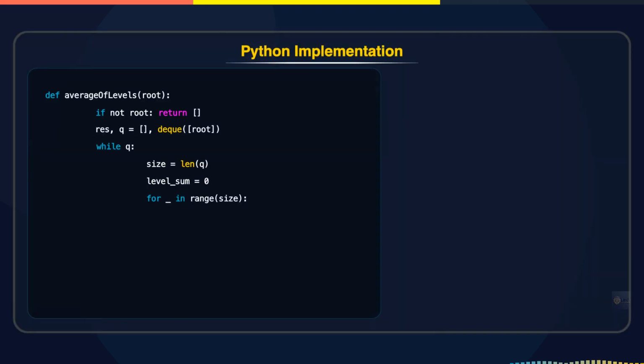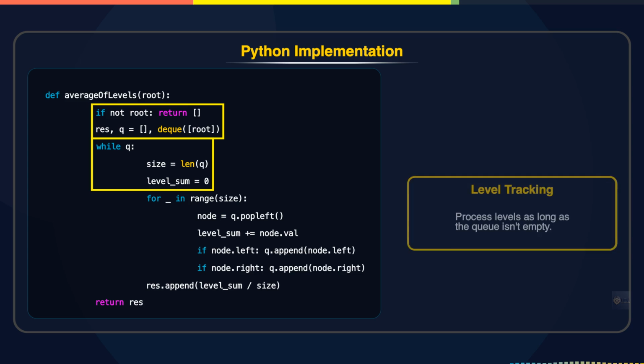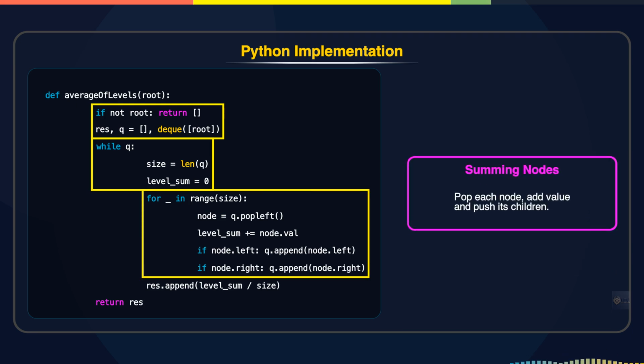In our Python code, we start by handling the edge case where the root is null. Then, we initialize our queue using deque with the root inside. We create an empty list called result. We use a while loop that runs as long as the queue has nodes. Inside, we capture the level size using len of queue. We initialize level sum to 0. Then, we run a for loop for the range of level size.